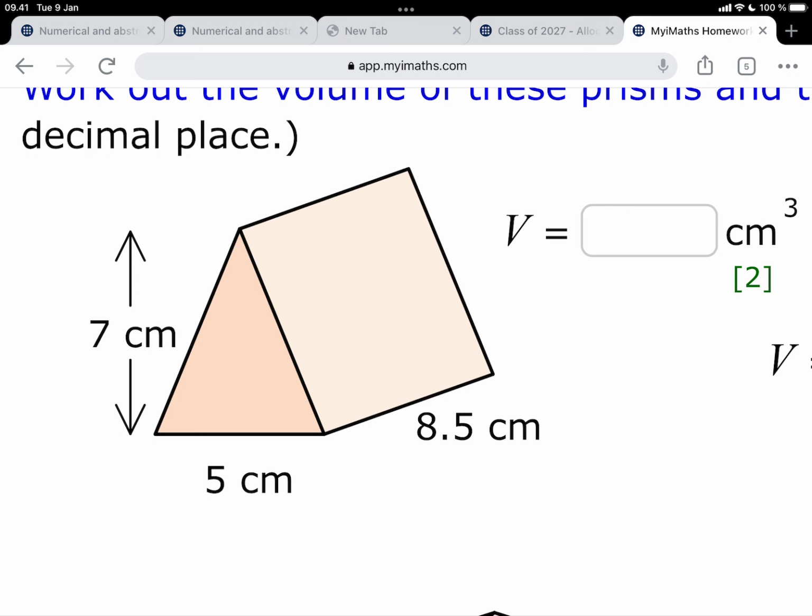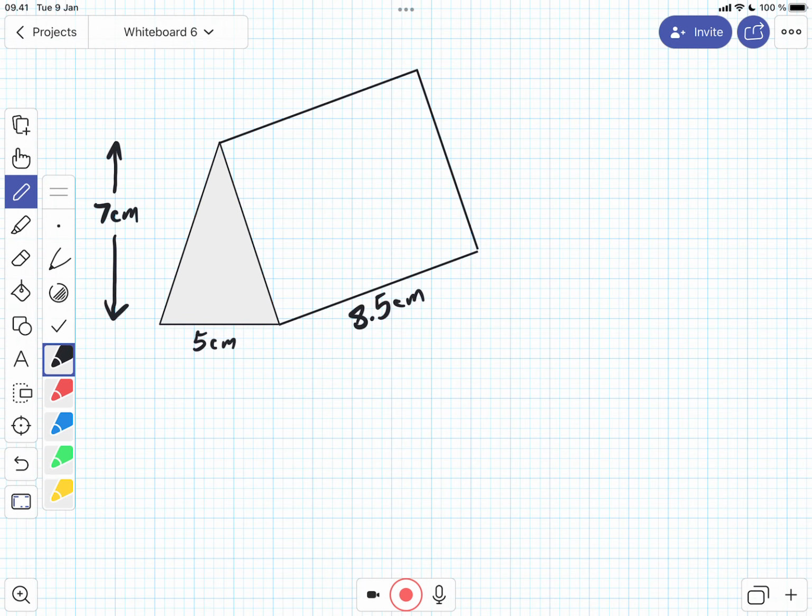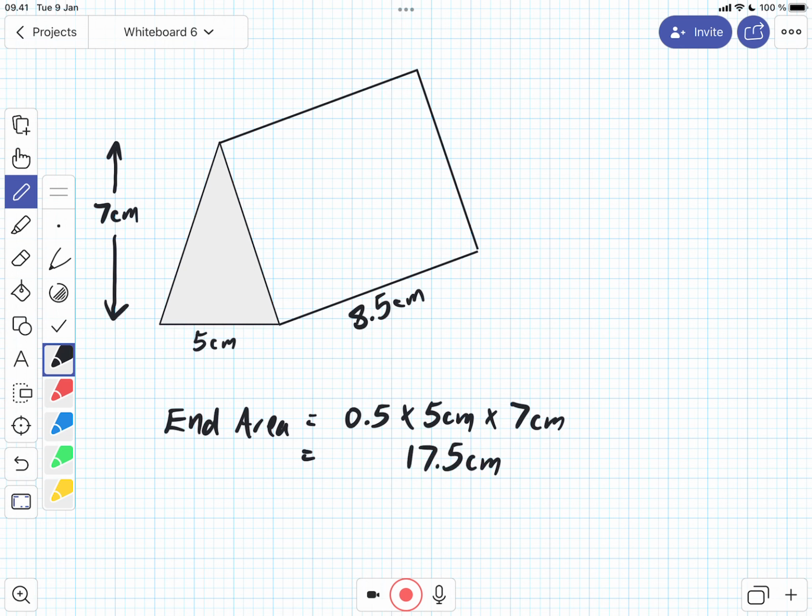So I'm just going to go over to my notepad and do a little sketch of that. So the end area of the triangle is half times the base times the vertical height. Let's just write that in. End area equals half, or 0.5 times the base, which is 5 centimeters, times the vertical height, which is 7 centimeters, and that comes to 17.5 centimeters squared. So that's the first bit.